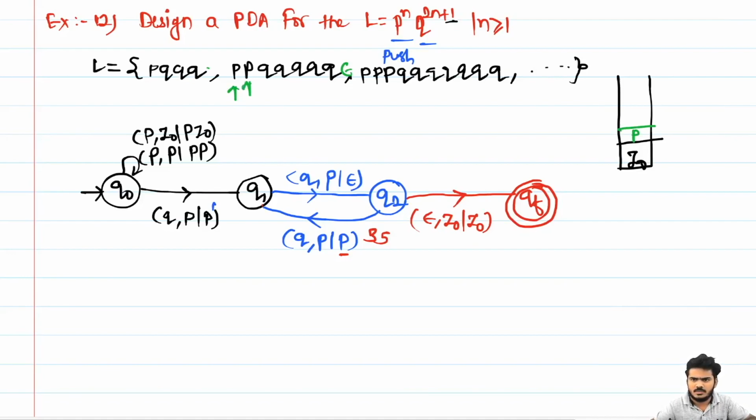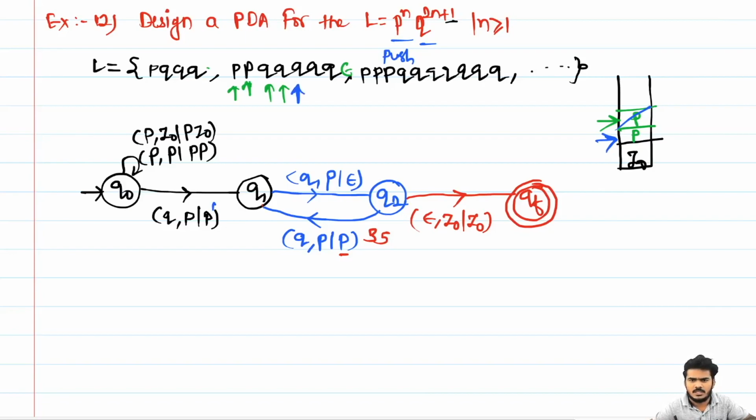Whenever the next p comes I will push that p into the stack, and whenever q starts occurring, for the first q I will just read that q. I will not do any operation on the stack. Whenever I come across the second q, I will pop one p for that q. So I have popped that p and moved my top pointer here. Again I came across the third q.